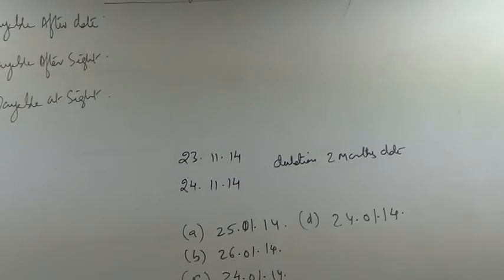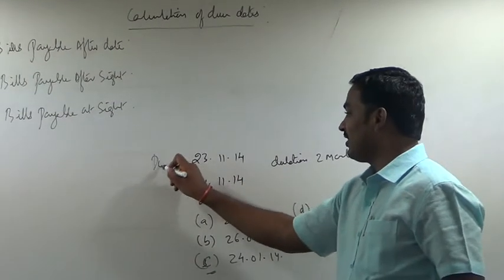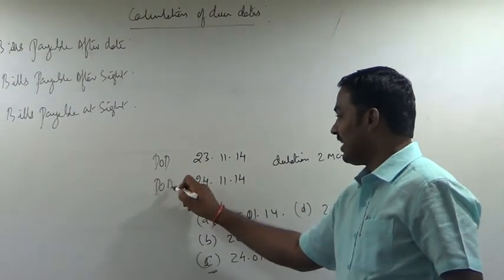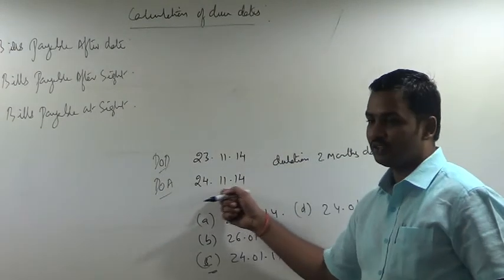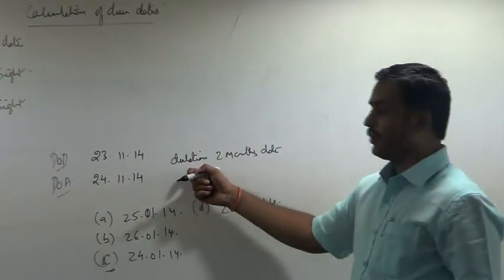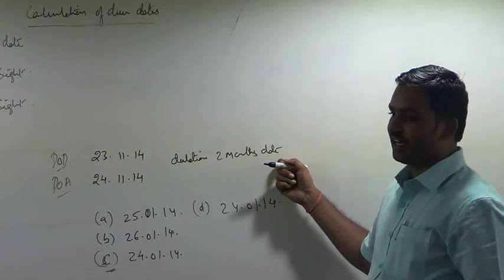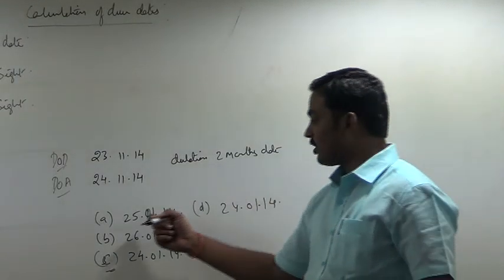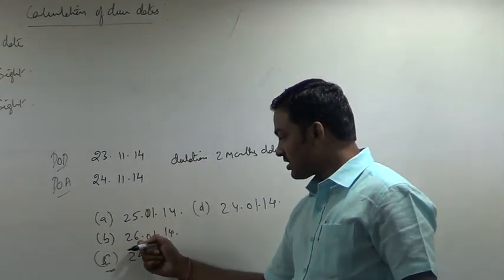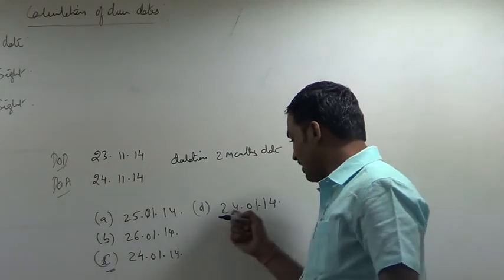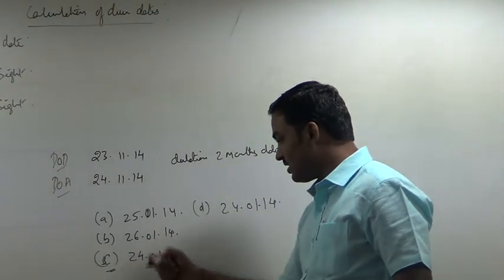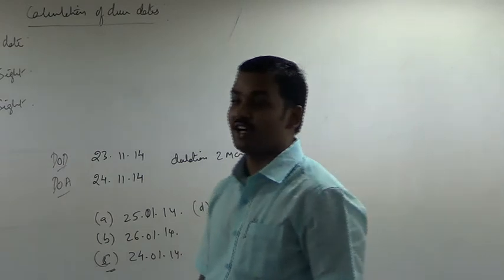Okay, this is the question now. 23rd November 2014 is the date of drawing the bill. The date of accepting the bill is 24th November 2014. The duration of the bill is 2 months after date. The due date is A, 25th January; B, 26th January; C, 24th January; D, 24th January. Which one is the right answer?